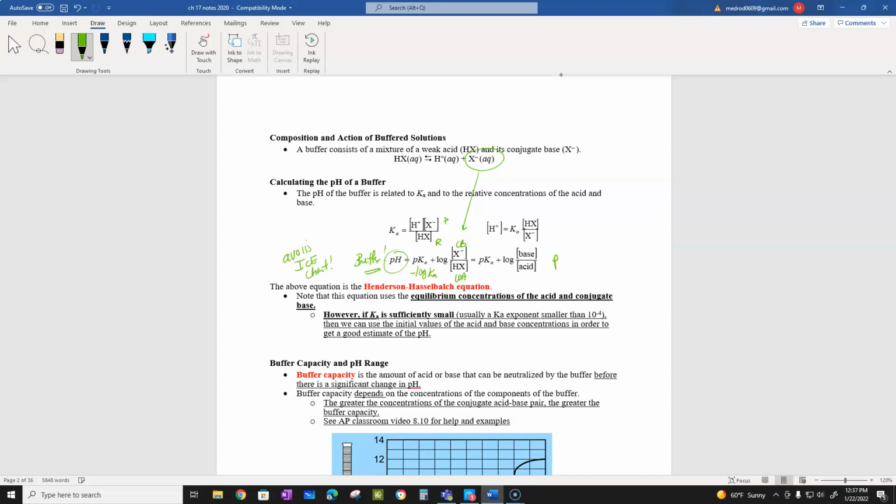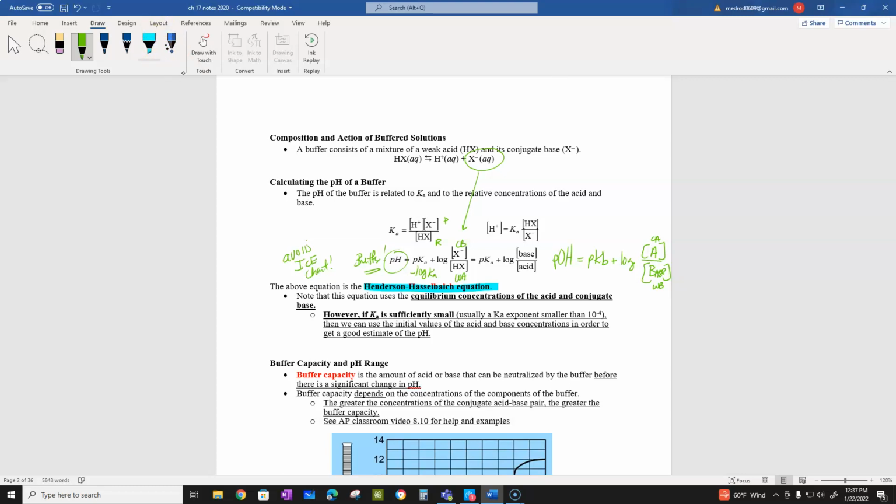There is a pOH version when we get to bases. It's just that AP doesn't ever give it to you. What you do is you take the pKb plus the log of the base over the acid. So remember, right here, this is the weak acid, with the conjugate base on top. Down here, this is your weak base, with the conjugate acid on top. It's just the opposites. That's the Henderson-Hasselbalch equation.